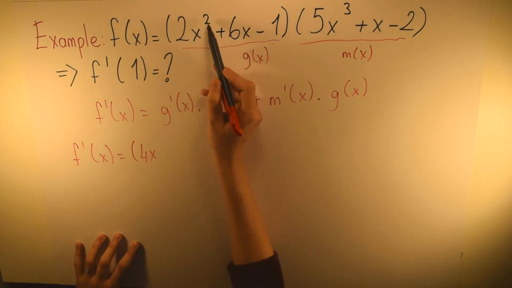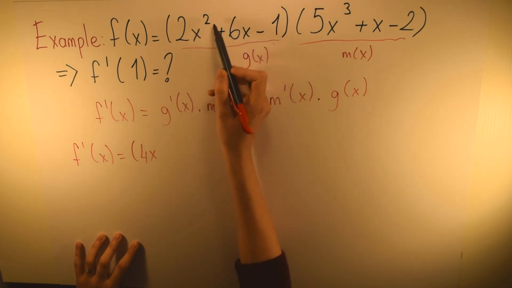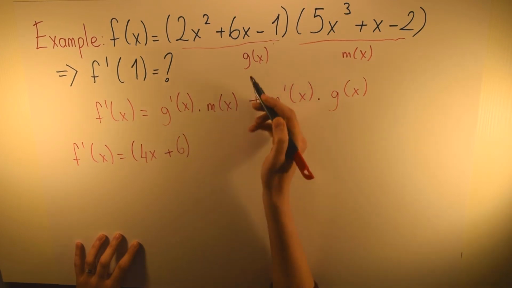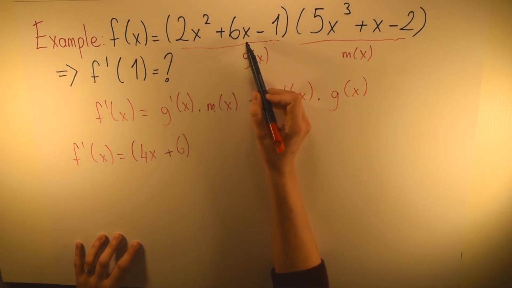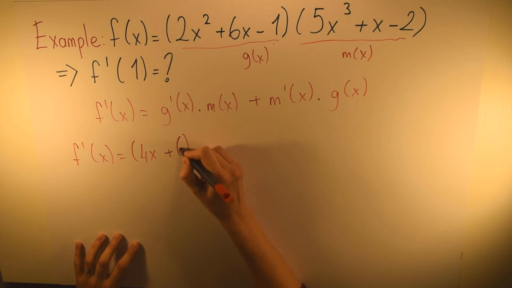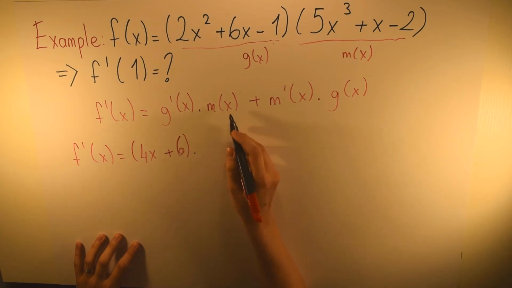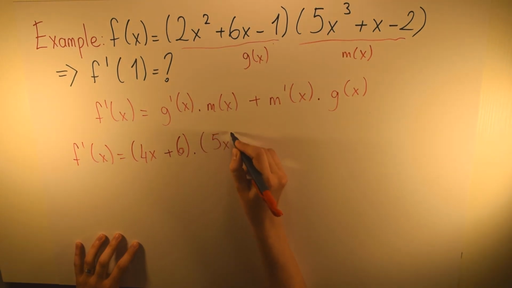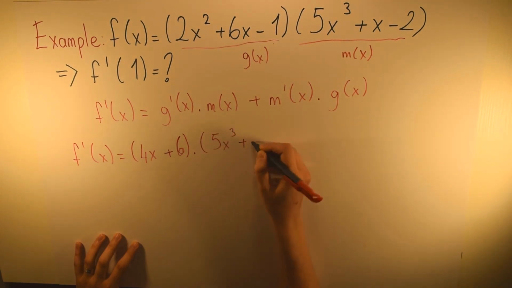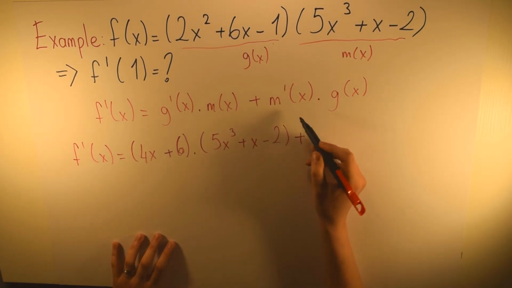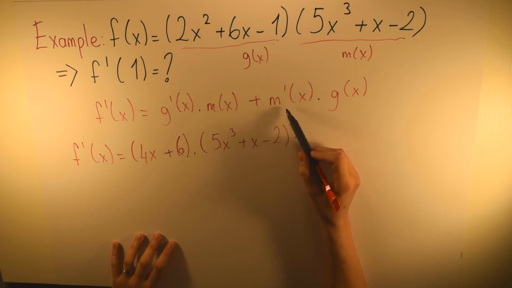Okay, when you put this 2 in front of 2x, it will be 4x, and 2 minus 1, it will be 1, plus 6, right? Because the derivative of 6x is 6, and since this is constant, its derivative is equal to 0, so I don't need to write that. So this is 4x plus 6 times m of x, which is equal to 5x to the power of 3 plus x minus 2 plus the derivative of m of x.